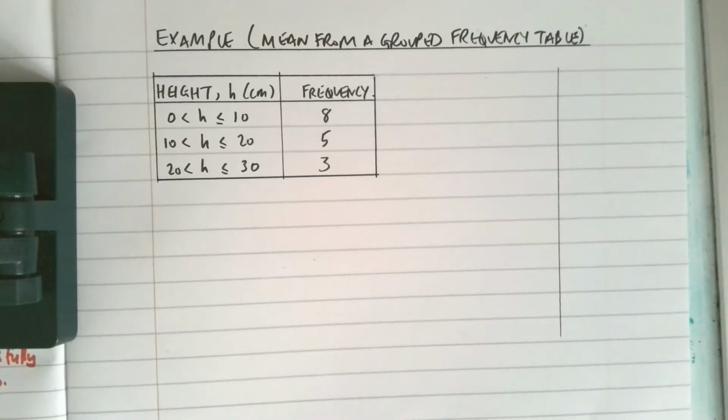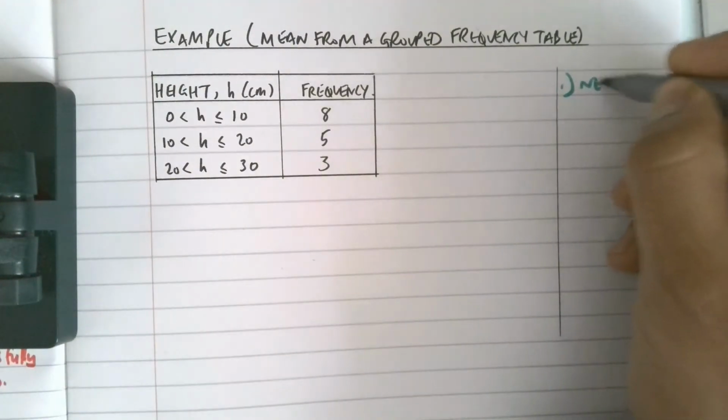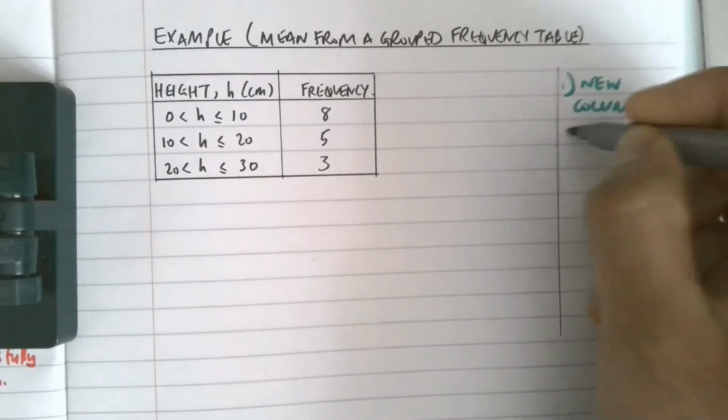We'll be looking at the mean from the group frequency table. So here we've got the height of anything really, some bushes, and we can see that there's 8 bushes that have a height up to 10 centimeters, 5 bushes that go from 10 to 20 centimeters, and 3 bushes from 20 to 30 centimeters.